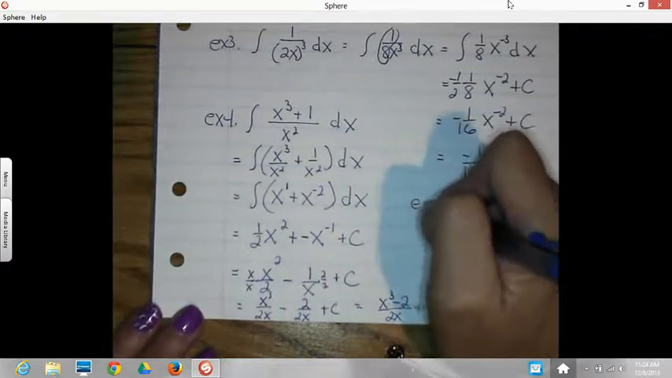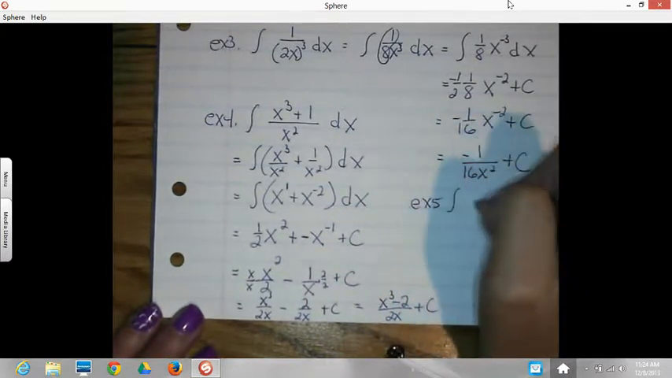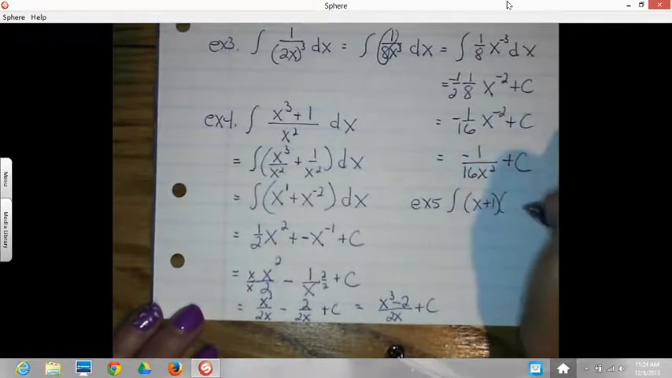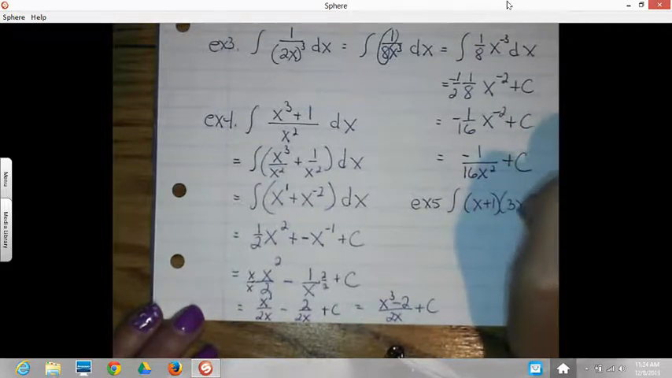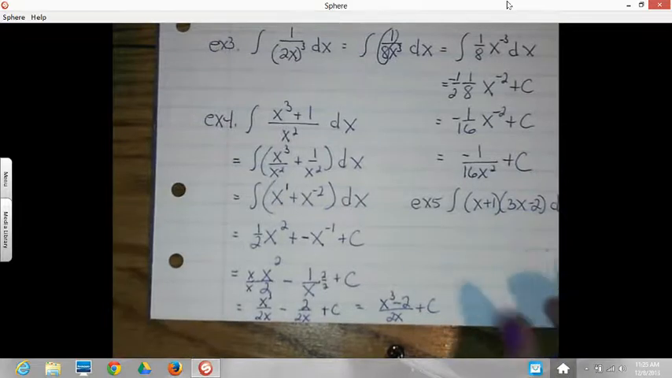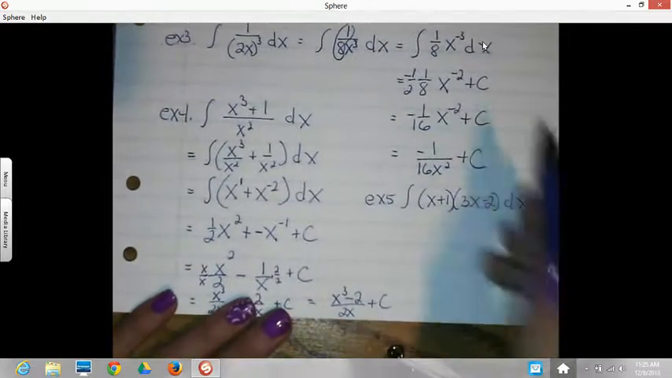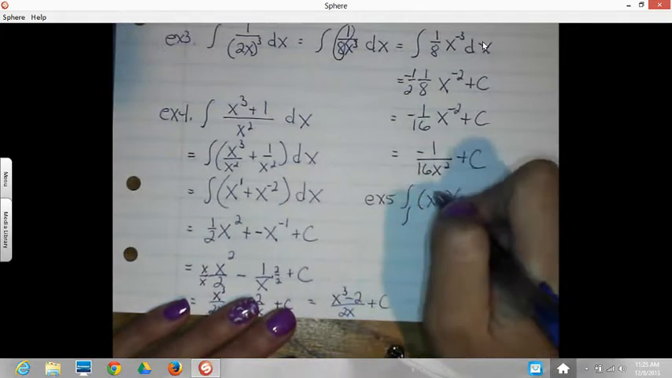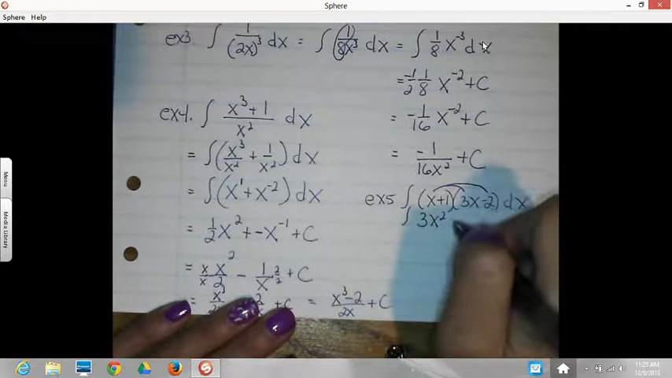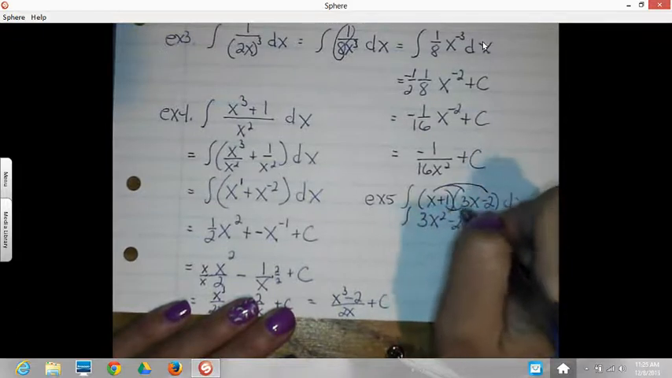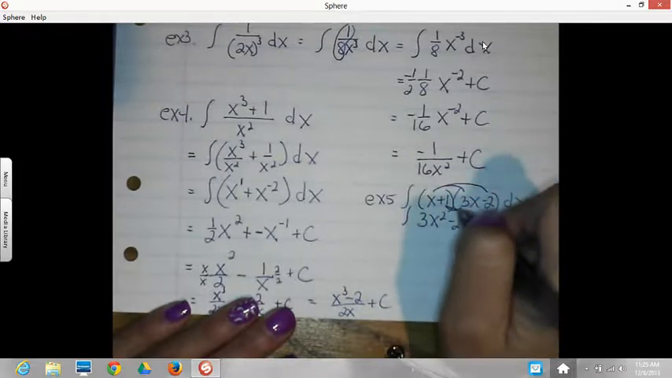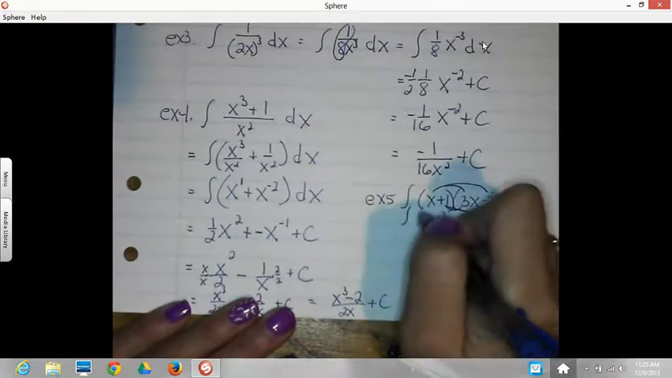Number 5. This one I don't know that you would have needed help with. Obviously, we're going to have to FOIL first before we can integrate this. So FOILing gives 3x squared minus 2x plus 3x, and then a minus 2 dx.